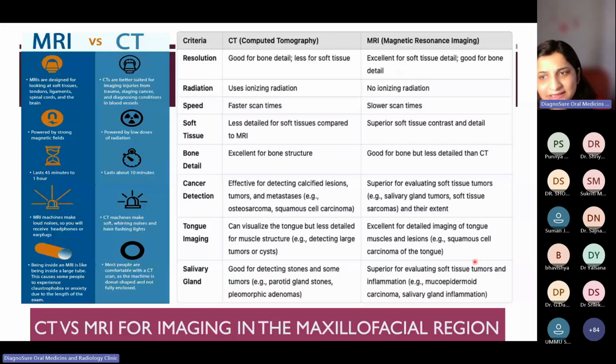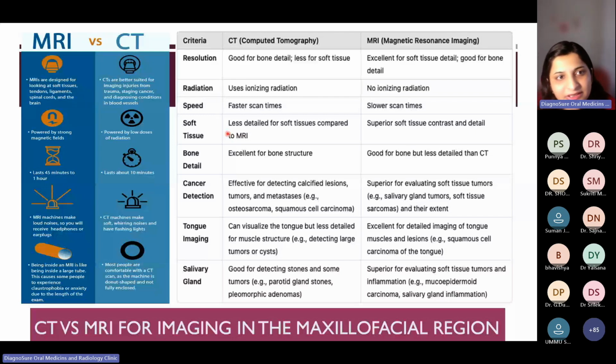When comparing CT and MRI, tomorrow I will be at this conference and I will also be talking about MRI. So I thought this is very important to understand when to advise the patient CT and when to advise MRI. Each has distinct advantages depending upon the clinical need. CT is excellent for detailed images of bones, making it useful for detecting calcified lesions, bone tumors, and fractures. However, it uses ionizing radiation and is less detailed for soft tissues.